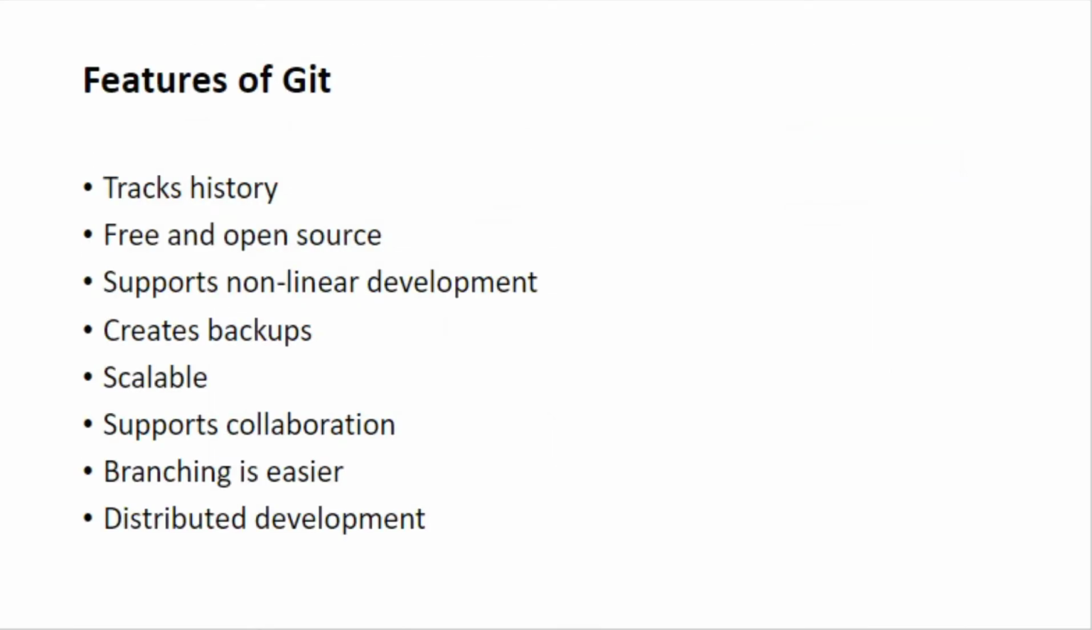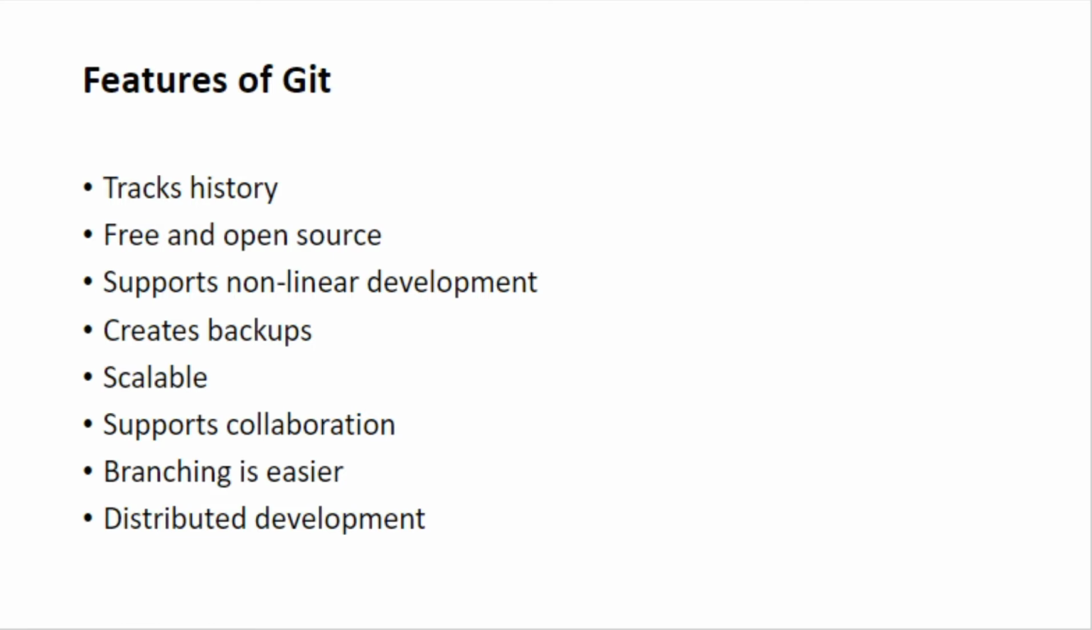Now we will see what the features of Git are. Track history: whoever is making changes on a particular repository, you will track all the changes. It's free and open source, supports non-linear development, creates backups, and has scalable size. For example, suppose right now in your team you have 4 developers working on the code. In the future, 20 more developers are going to join your team, and they can also work on that repository. So basically it's easily scalable.